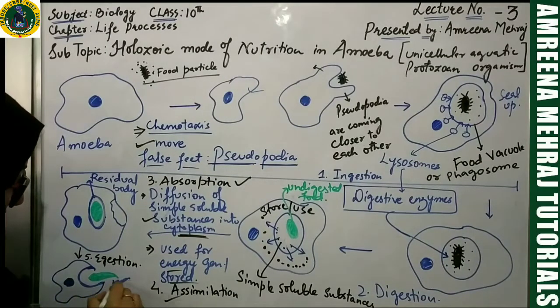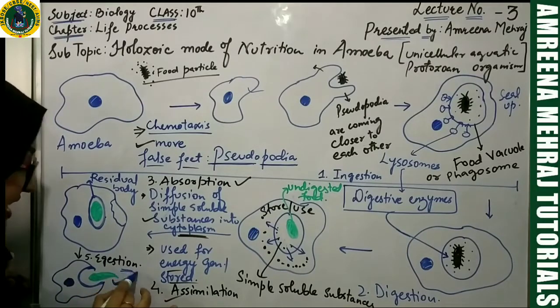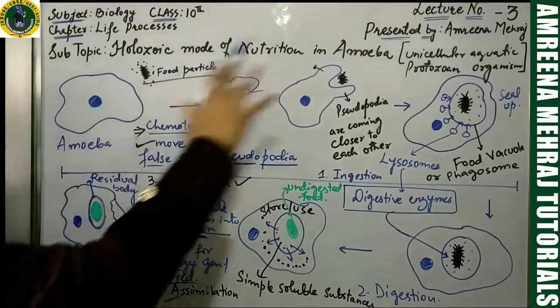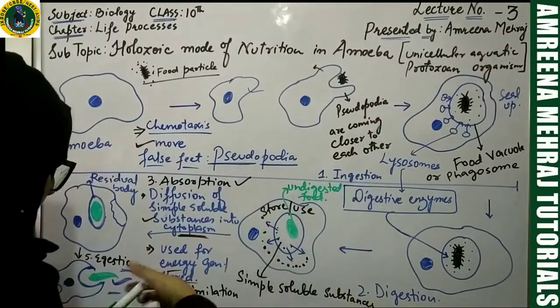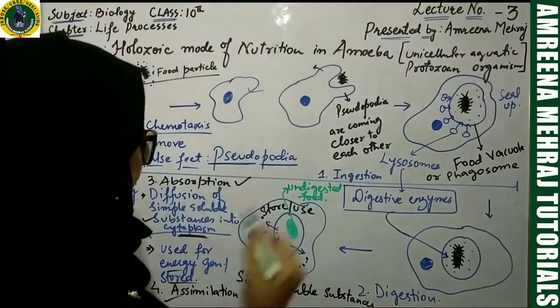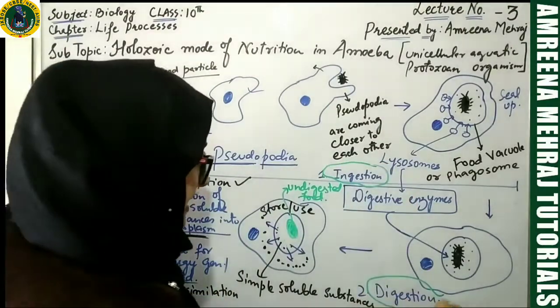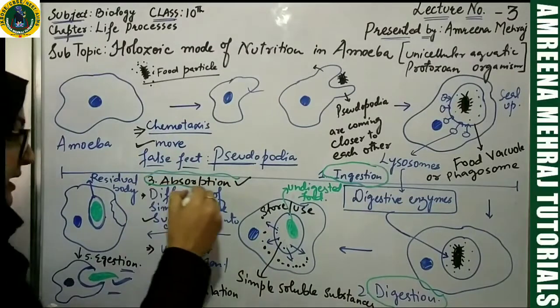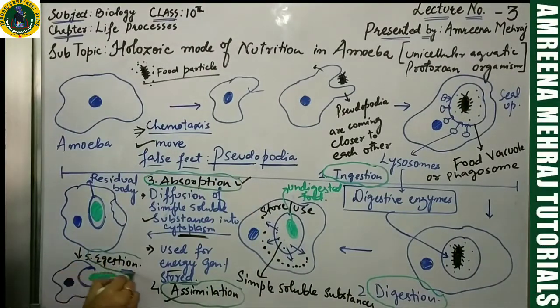In this way, the waste is removed. This step is called the step of egestion. Okay. In this way, amoeba performs all the steps. Amoeba performs the step of ingestion, the first step of Holozoic nutrition. It performs digestion. It performs absorption. It performs assimilation, and finally it performs egestion.